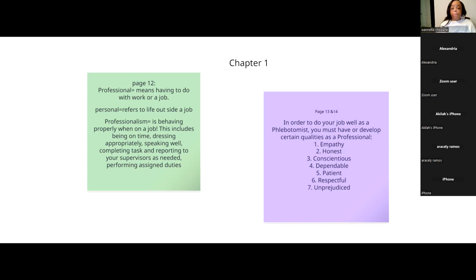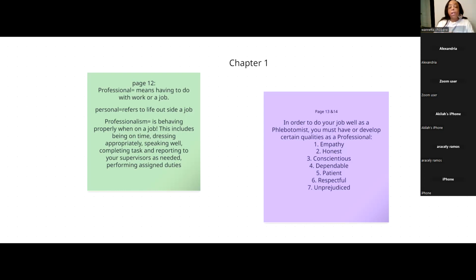So moving forward, on pages 13 and 14 in my purple sticky notes, there are different characteristics of being professional that you need to keep in mind. In order to do your job well as a phlebotomist, you must have or develop certain qualities as a professional. I'm going to go over all 7 qualities, reading from the book just to give you insight. Remember, you're going to have your book, and it's explained on pages 13 and 14.